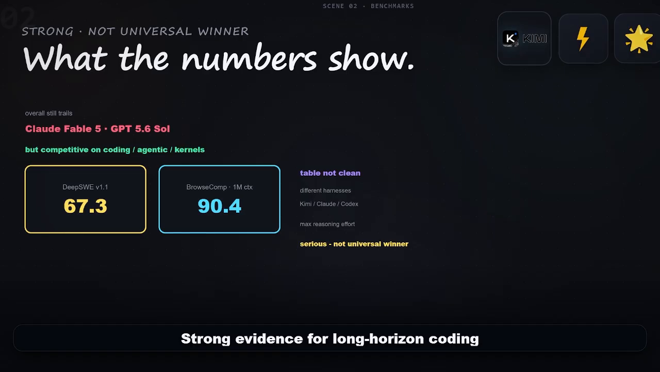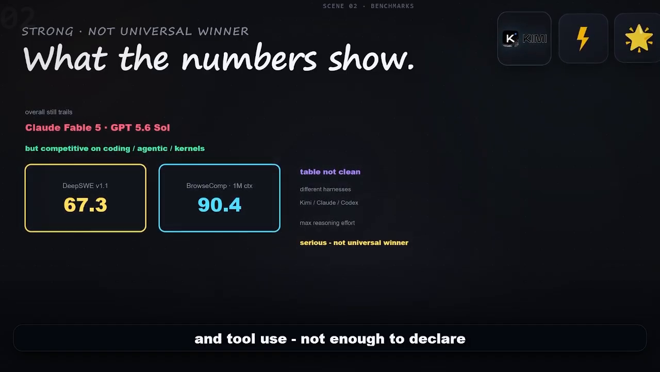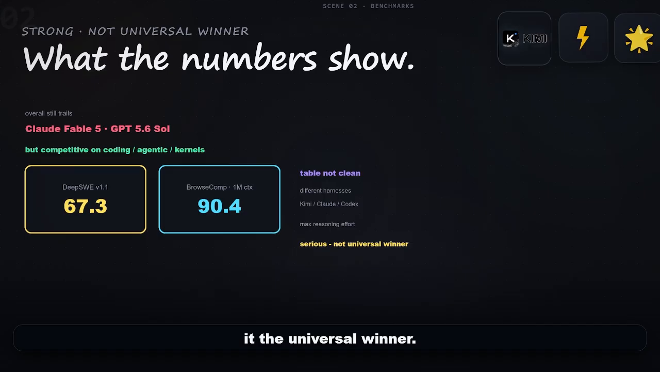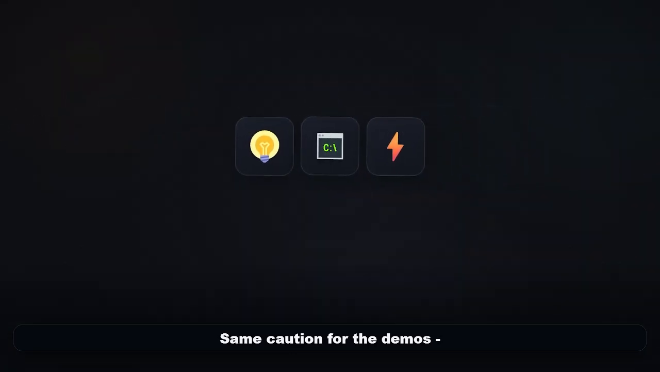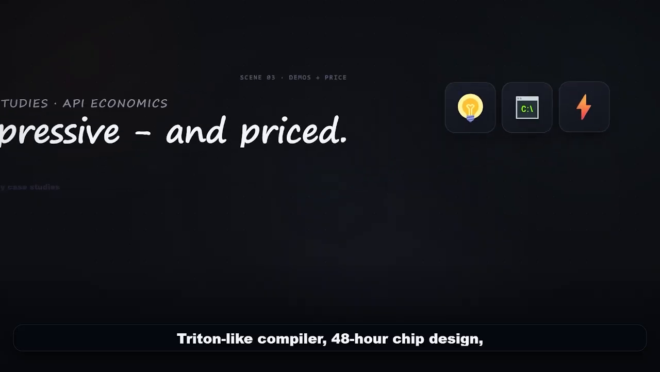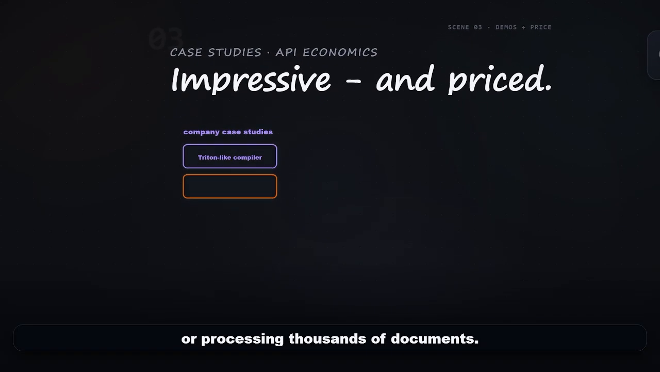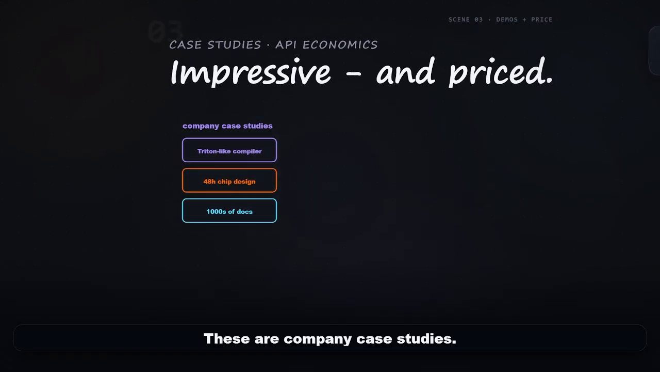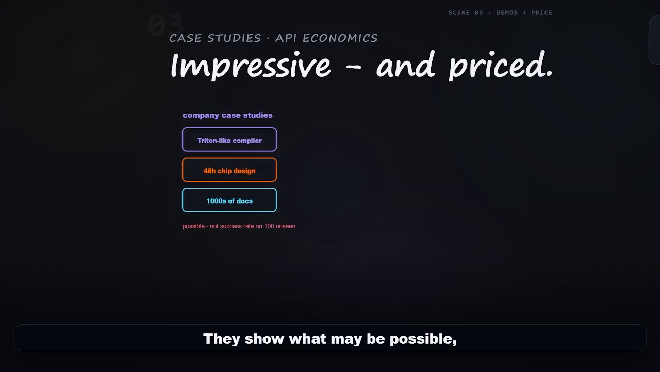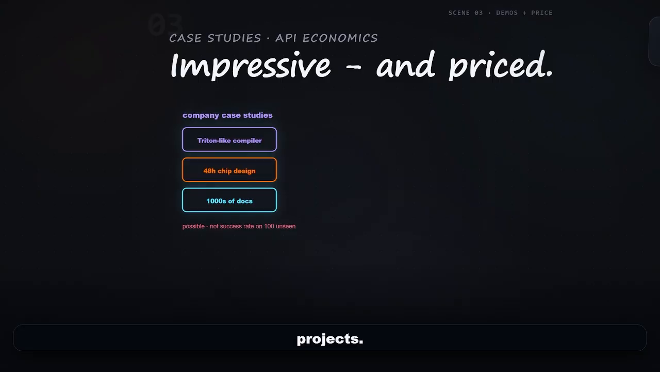These results are strong evidence that K3 is serious about long-horizon coding and tool use. They are not yet enough to declare it the universal winner. The same caution applies to the impressive demonstrations: building a Triton-like compiler, designing a chip in a 48-hour autonomous run, or processing thousands of documents. These are company case studies. They show what may be possible, but not the model's success rate across 100 unseen projects.